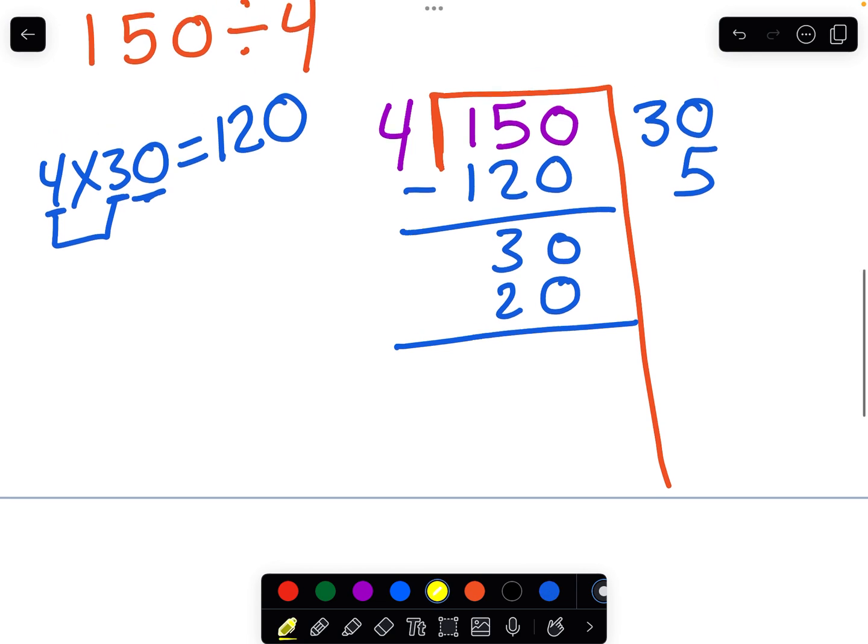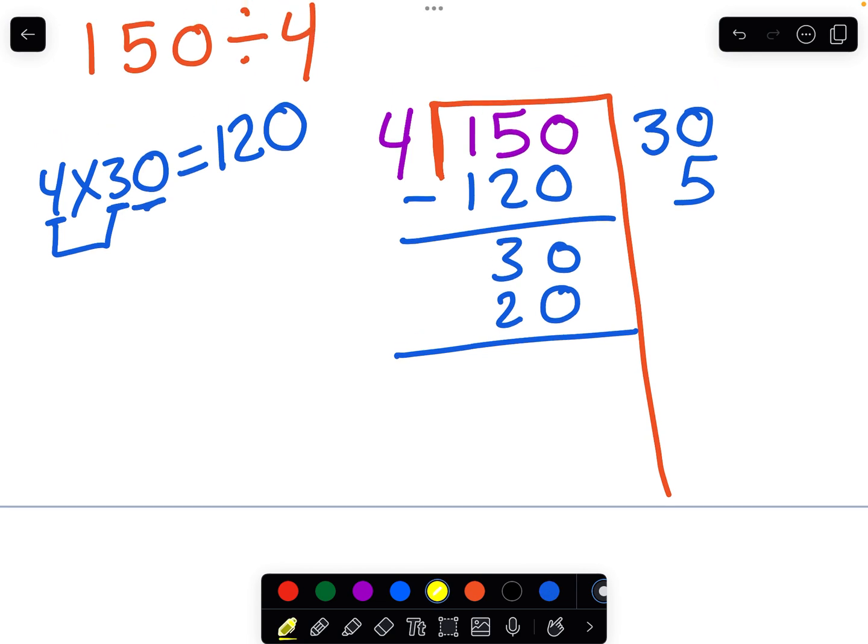Well, what's cool about partial quotients is that as long as it all measures up, it computes anything that you put in this side column here that you're going to add up will work. It doesn't have to be exact. You can just keep going and going until you end up with a remainder of less than the divisor.